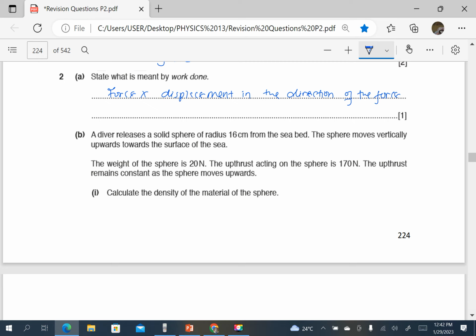A diver releases a solid sphere of radius 16 centimeters from the seabed. The sphere moves vertically upwards towards the surface of the sea. The weight of the sphere is 20 newtons. The upthrust acting on the sphere is 170 newtons. The upthrust remains constant as the sphere moves upwards. Calculate the density of the sphere.